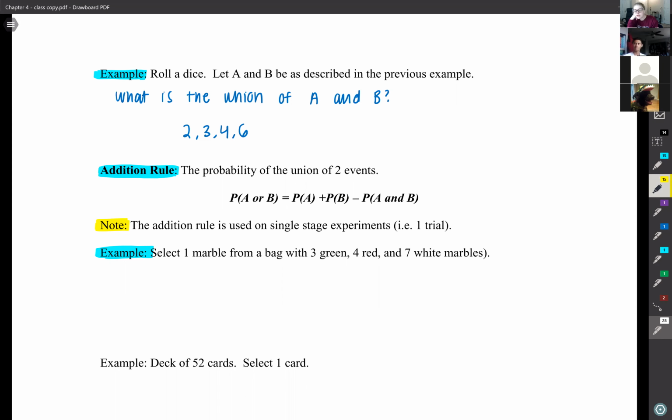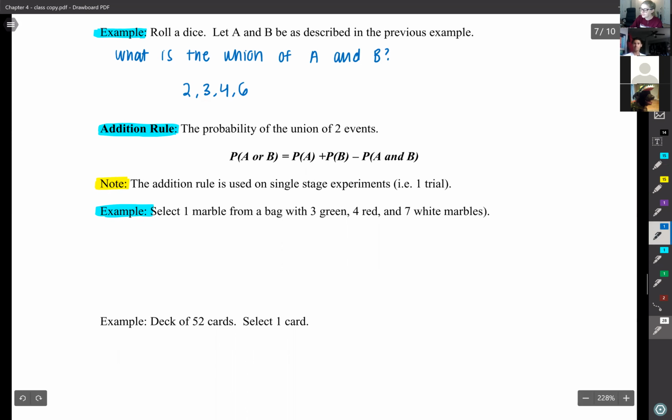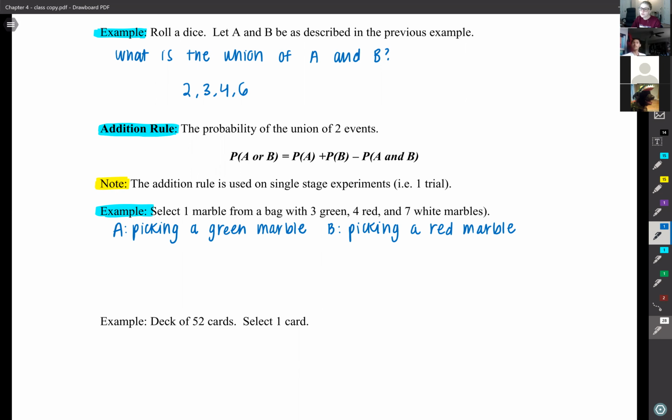So I'm going to describe an event here that we're going to calculate the probability of. I'm going to say that my event A is picking a green marble. And then I'm going to say that event B is picking a red marble. Okay, and let's find the probability of A or B happening. Let's find the probability of picking a green marble or a red marble.